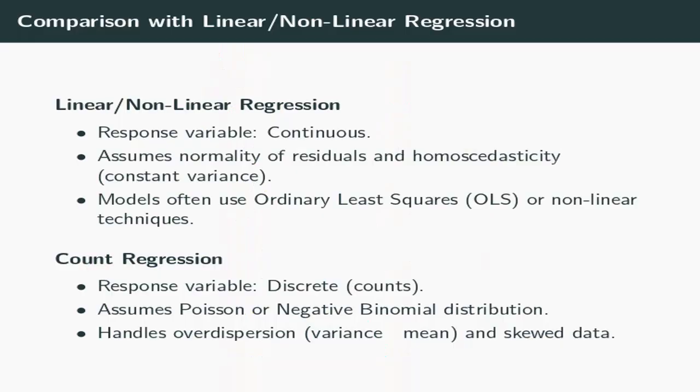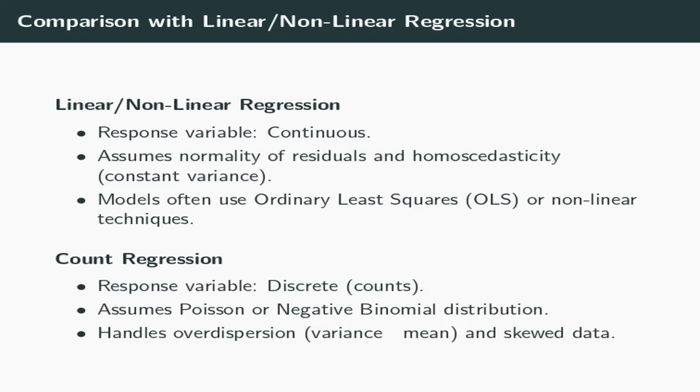Before we start into count regression, let's first compare it with more commonly used linear and non-linear regression models. Linear and non-linear regression models typically deal with continuous response variables, things like height, weight, or temperature, where the outcome can take on any value. These models assume that the residuals, or the differences between the observed and predicted values, are normally distributed and that the variance of the errors is constant, a property known as homoscedasticity. Commonly, linear regression uses methods like ordinary least squares to estimate the parameters of the model.